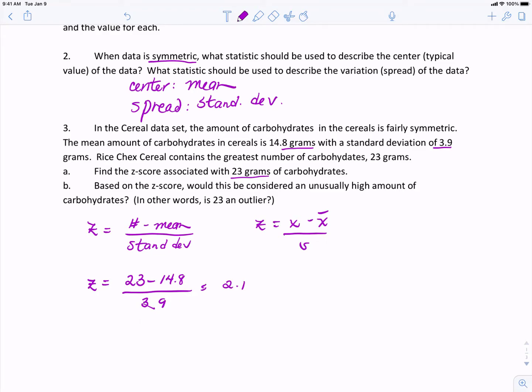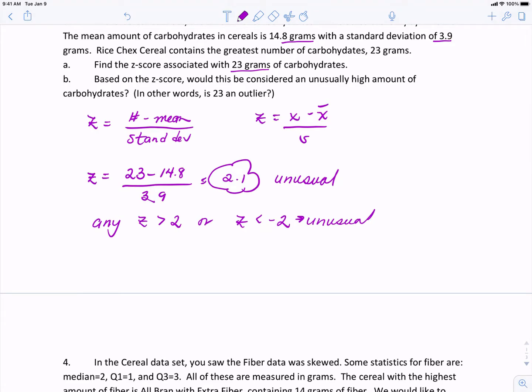Based on your z-score, would this be considered an unusually high amount of carbohydrates? Well, in your notes, we learned that one way of determining if something's unusually high is to compute a z-score, and any z-score that's greater than 2 or less than negative 2 can be considered unusual. So what did we get? We got a z-score of 2.1, which is greater than 2, so we can say, yeah, that would be kind of unusual. If you're wondering why, just as a reminder, data which is fairly symmetric might look like this, okay?